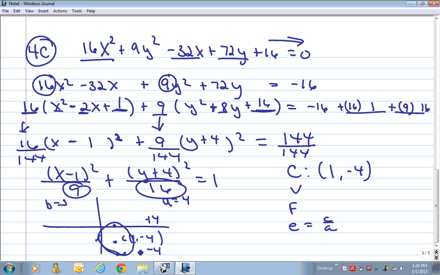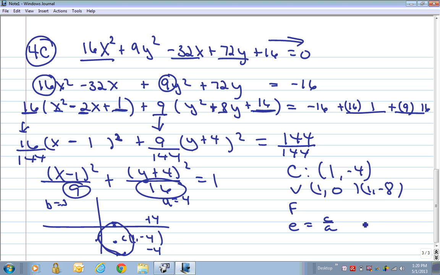I'm not drawing very good today. All right, so that would be where my ellipse is. But my vertices, remember now, are up and down 4 from this center point. So the 1 stays, and I go -4, but plus 4 puts me at 0. I go -4 minus 4 puts me at 1, -8.